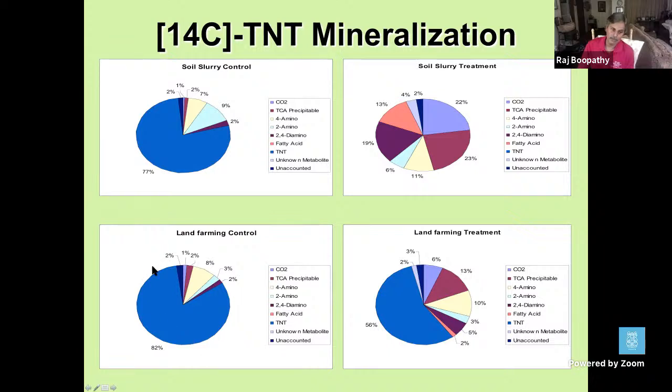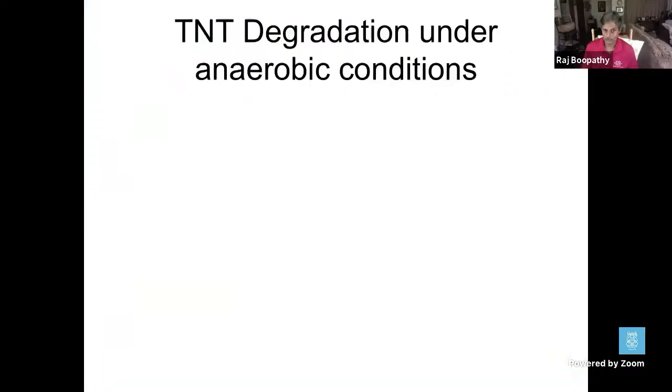Most of it without molasses remained in the soil. Nothing happened to the compound. But when you add molasses, you produce CO2 again. You produce the TCA-precipitable material, which is the biomass. Okay. So this tells us that TNT is mineralized, and this is a consortium of bacteria, not a pure culture. I showed you a few pure cultures, but this one has a lot of bacteria in the soil. All the organisms are enriched, and they are doing a fantastic job of mineralizing this explosive.